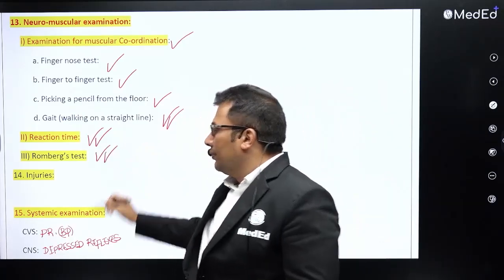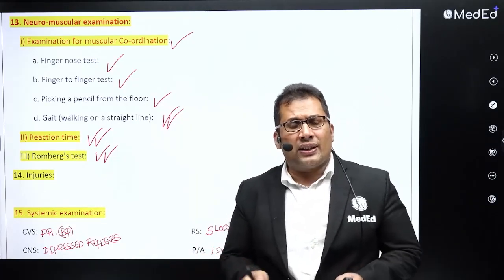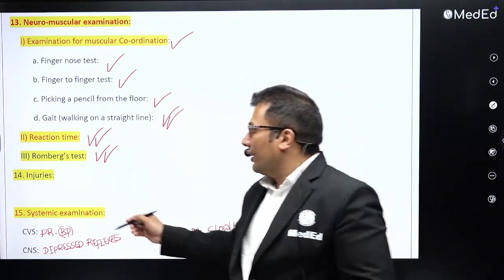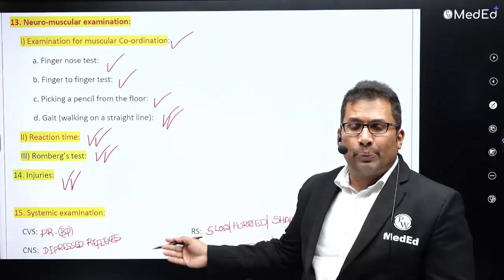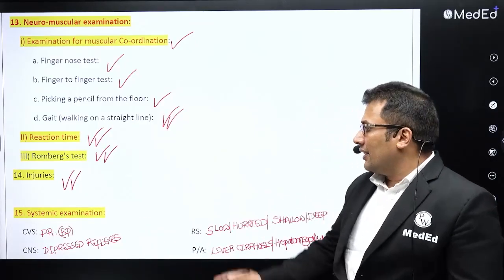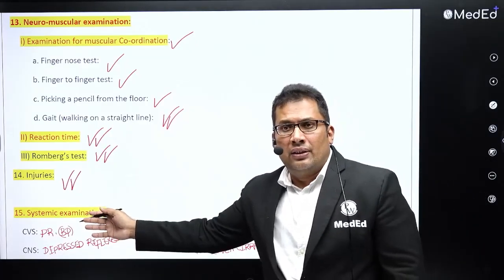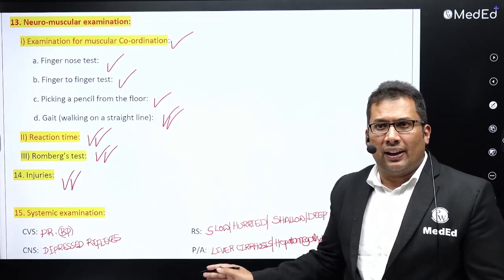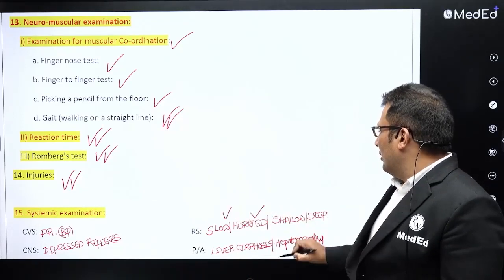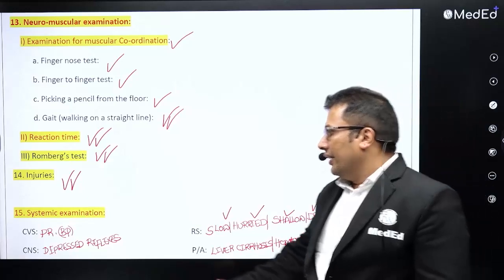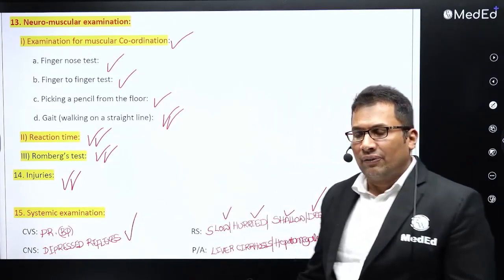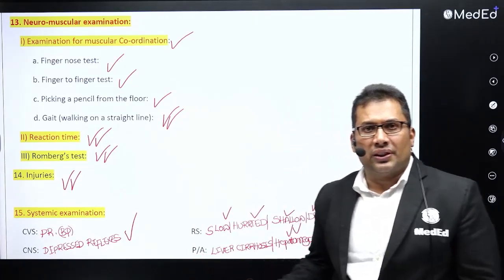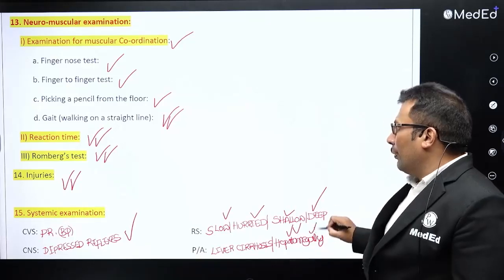Romberg test. Okay, Romberg test is also positive in case of cerebellar disease. Any injuries on the body? If any bruise, abrasion that is there, you need to mention. Then systemic examination, CVS, pulse rate and BP, and RS, the respiratory rate, slow, slurred, shallow breathing, deep breathing like that. CNS, reflexes, depressed reflexes. Per abdomen examination, if any liver cirrhosis, in case of chronic alcoholics, hepatomegaly, fatty liver.